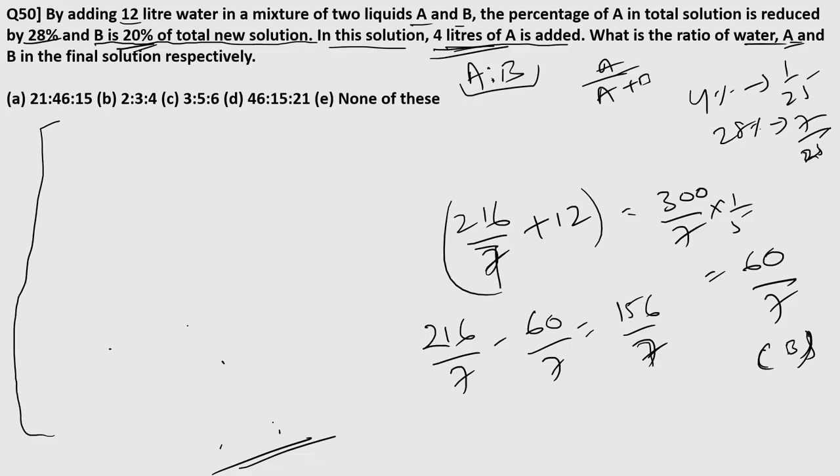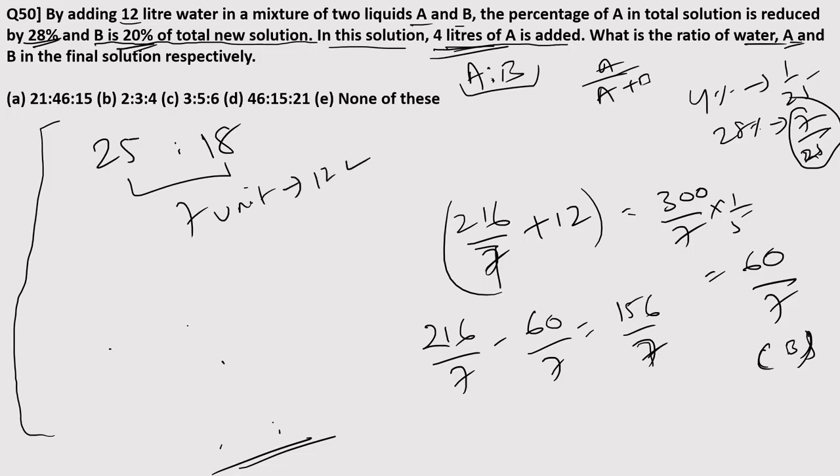Now let's solve it by ratio. So initially, the strength is reduced by 28%, which means if it was initially 25, now it is becoming 18, because 28% is 7 by 25. A 7 reduction on 25 is a 28% reduction. Now this change is 7 units, which is equal to 12 liters. So I can say 18 units equal to basically 216 by 7 liters.